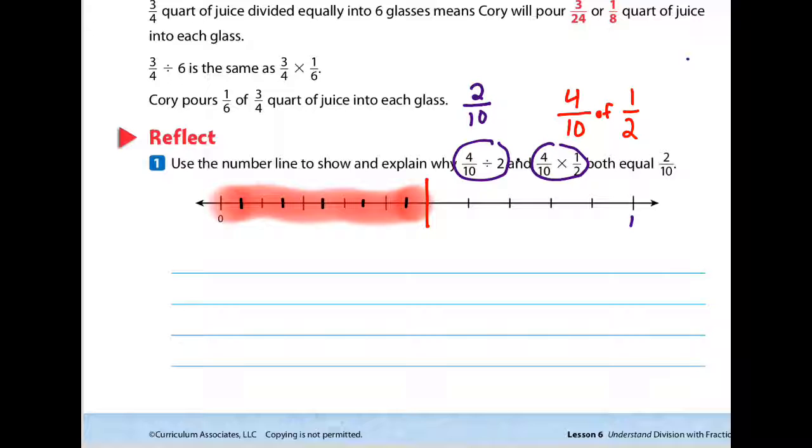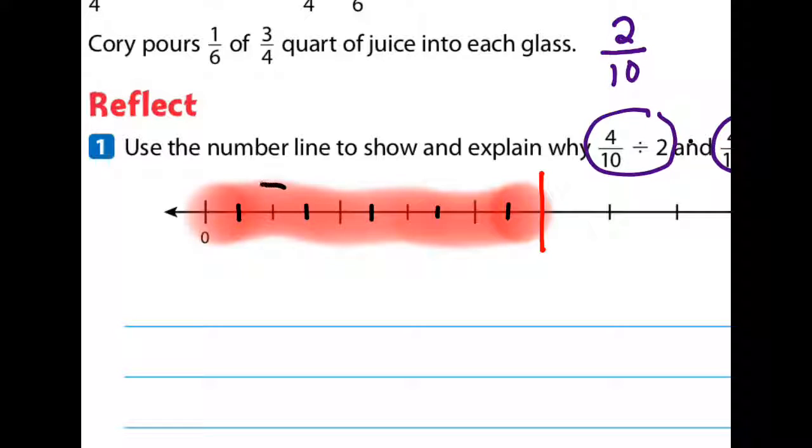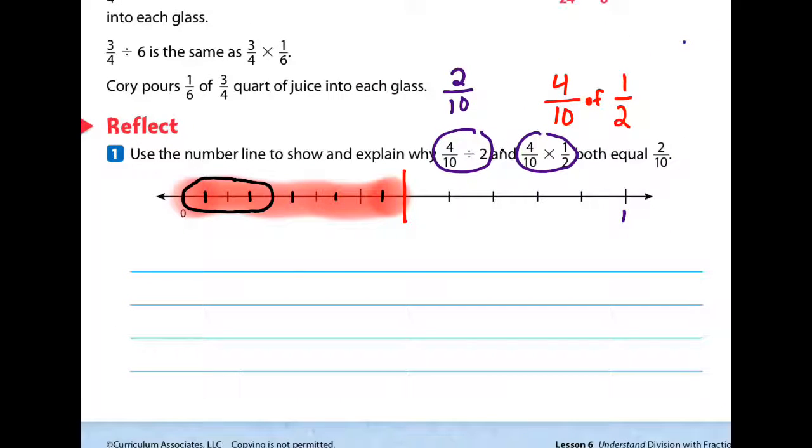So the question is, what is 4/10 of 1/2? Well, I'm going to circle that. Okay, so notice I have the same thing circled that I did before. If I erase everything, what do I have circled? Well, I have 2/10 of the whole number line circled. Okay, so you both end up with 2/10. They're just 2 different ways to do it.